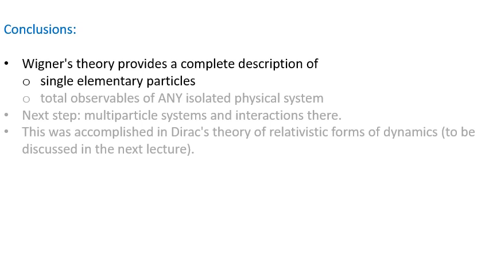The first message I wanted to deliver today is that Wigner's theory provides a complete description of a single elementary particle. It also tells us everything we want to know about total observables of any isolated system. But this description misses many important details. Yes, we figured out that the total momentum and energy of any system are conserved. And we know that the center of mass moves with a constant velocity. That's basically all we can say so far.